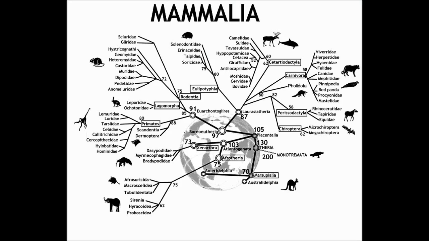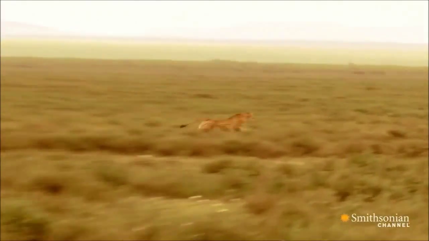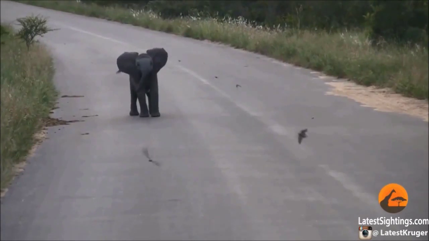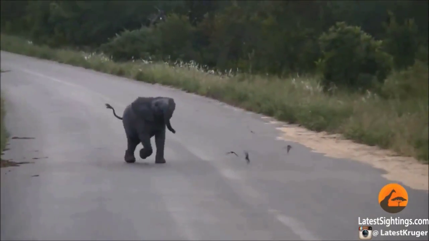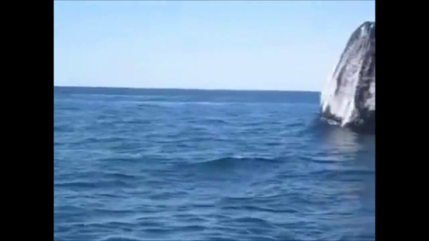The class Mammalia appeared around 225 million years ago during the Triassic period, and is made up of about 4,000 species of vertebrates, categorized into 26 orders.